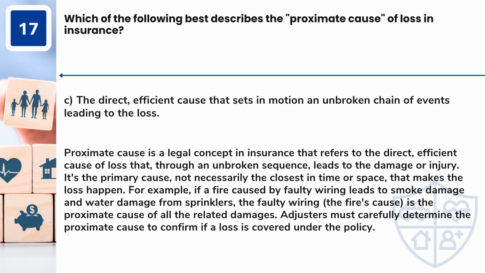Answer: C. The direct, efficient cause that sets in motion an unbroken chain of events leading to the loss. Explanation: proximate cause is a legal concept in insurance that refers to the direct, efficient cause of loss that, through an unbroken sequence, leads to the damage or injury. It's the primary cause, not necessarily the closest in time or space, that makes the loss happen. For example, if a fire caused by faulty wiring leads to smoke damage and water damage from sprinklers, the faulty wiring, the fire's cause, is the proximate cause of all the related damages. Adjusters must carefully determine the proximate cause to confirm if a loss is covered under the policy.